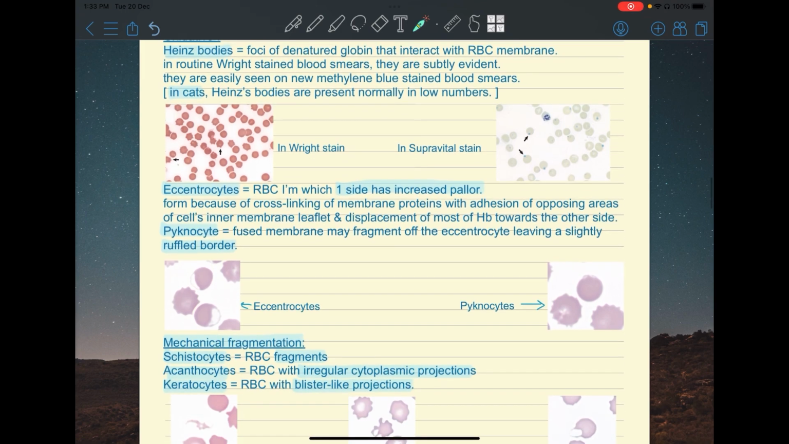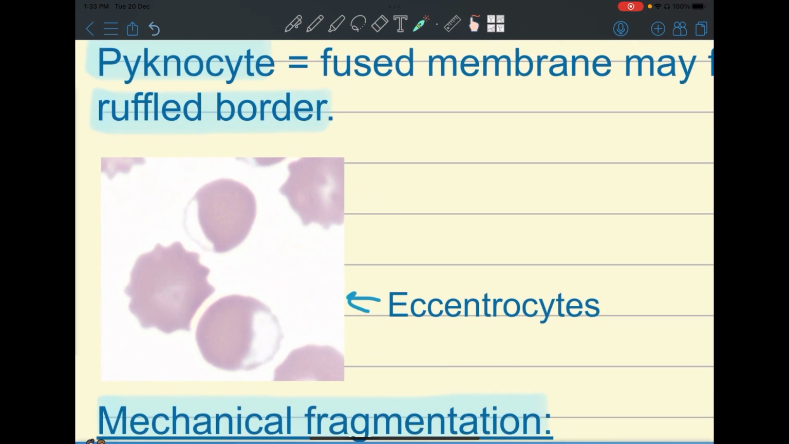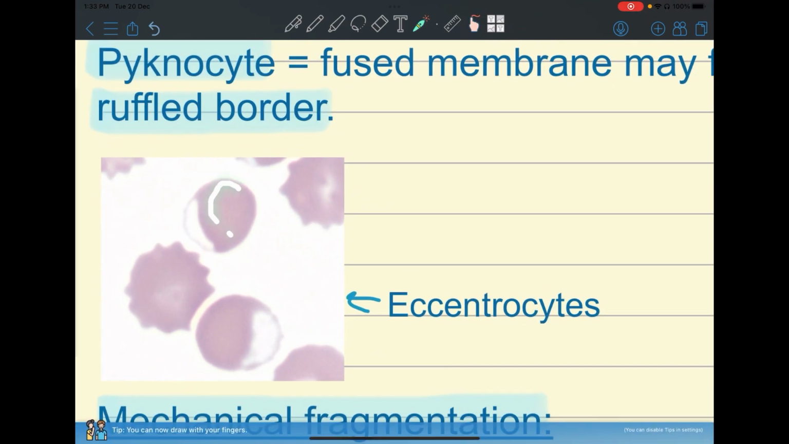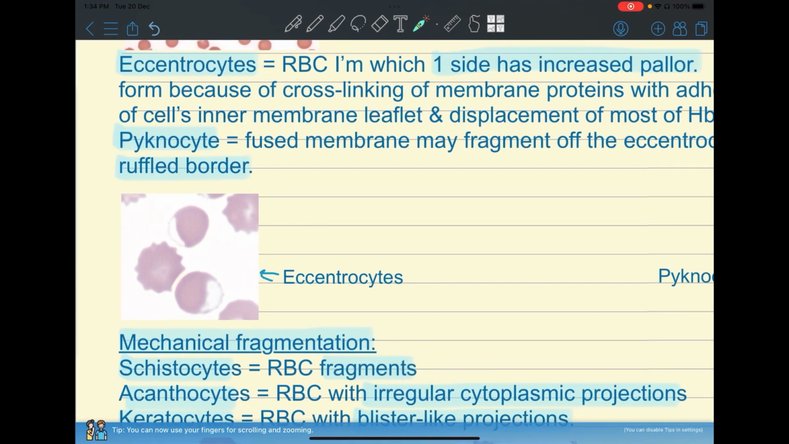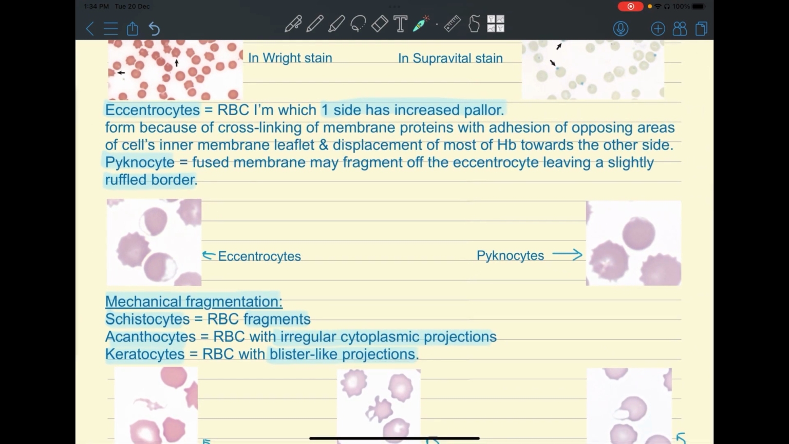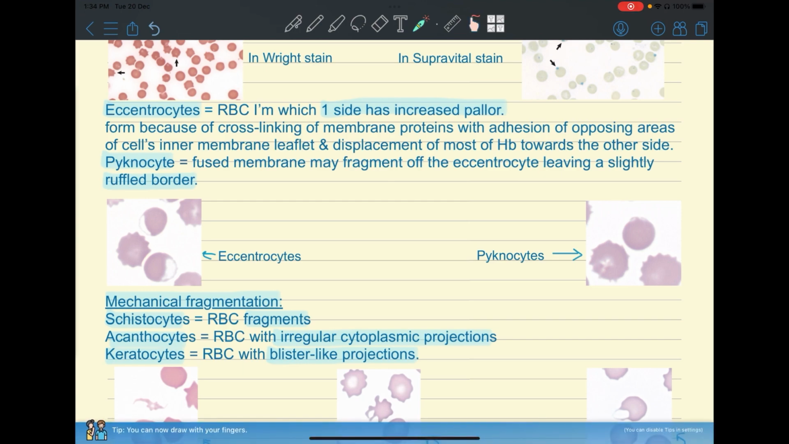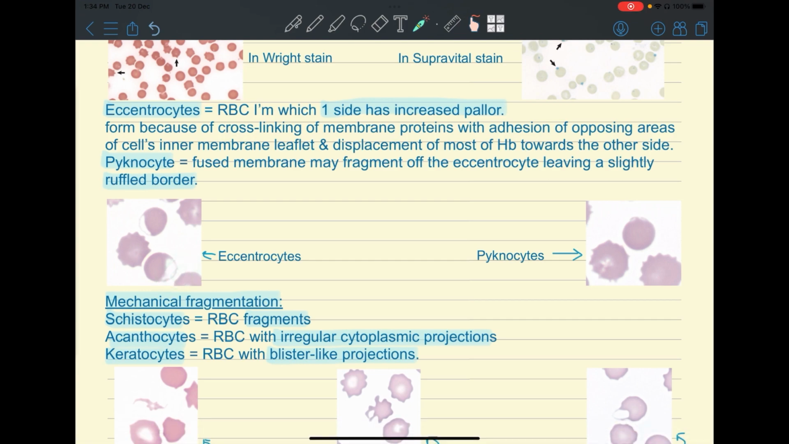Then eccentrocytes, they are RBC in which one side has increased pallor, like this. You can see the contrast between this portion containing the hemoglobin and cytoplasmic contents and this portion which is devoid of hemoglobin. Please notice that it has a normal shape, similar to that of a normal RBC, but one side has increased pallor. But what will happen if this portion is ruptured? We will have a pycnocyte.